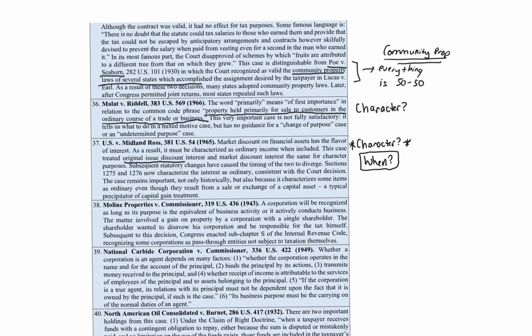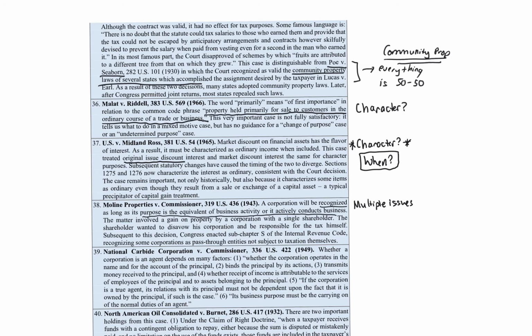The next case is Moline Properties versus Commissioner. A corporation will be recognized as long as its purpose is the equivalent of business activity or it actively conducts business. So this question involves multiple issues. You might have heard about this case in your corporate tax class when you talk about business purpose, business doctrine. This is actually the case that they usually refer to as Moline Properties. Again, a corporation will be recognized as long as its purpose is the equivalent of business activity or it actively conducts business.